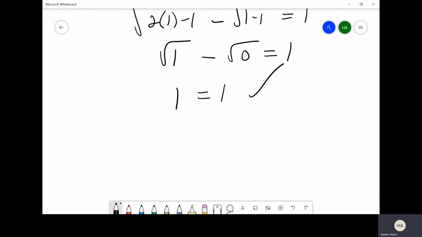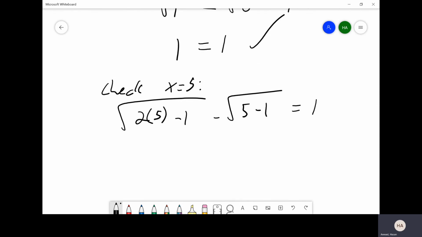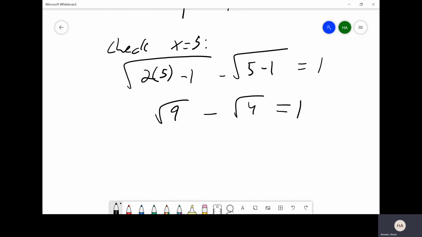Okay, we go ahead and now we're going to check x is equal to 5. All right, same thing. So square root of 2 times 5 minus 1, minus square root of 5 minus 1 is equal to 1. Okay, so 2 times 5 is 10, minus 1 is 9, right? So we get the square root of 9 minus the square root of 4 is equal to 1. Okay, so square root of 9 is going to be 3. The minus sign drops down. Square root of 4 is going to be 2. And 3 minus 2 is also 1.